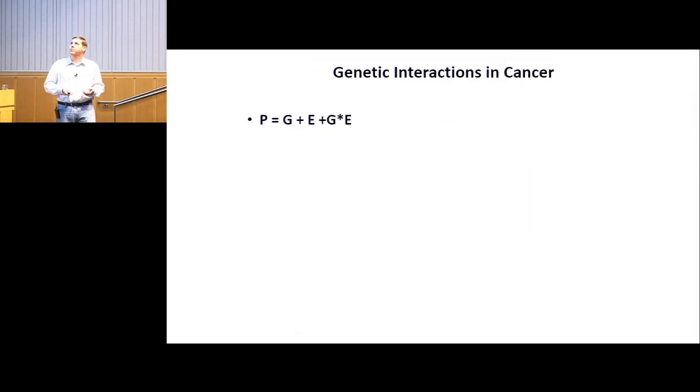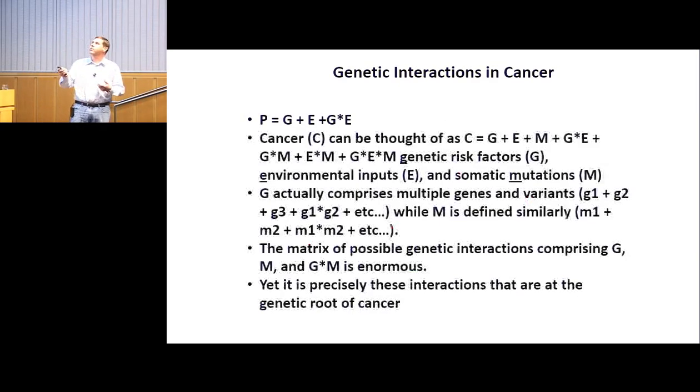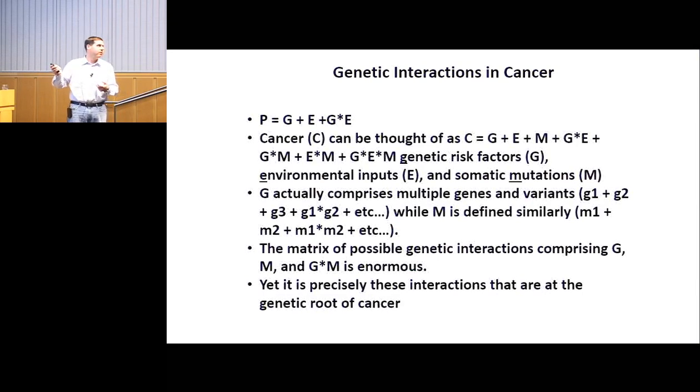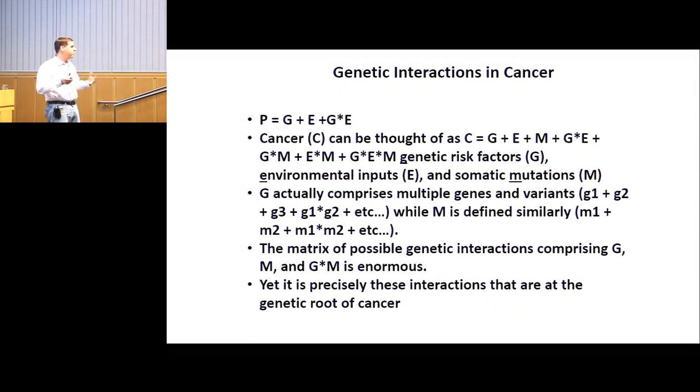And of course, cancer is even more complicated because it can be thought of as genes, environment, plus mutation, plus interaction terms. And so this creates a huge matrix of possible interactions. When I say mutation, you know that cancers are the result of somatic mutations, and therefore that's an important role. But of course, those somatic mutations can interact with the germline as well.